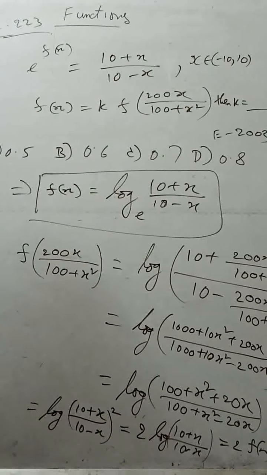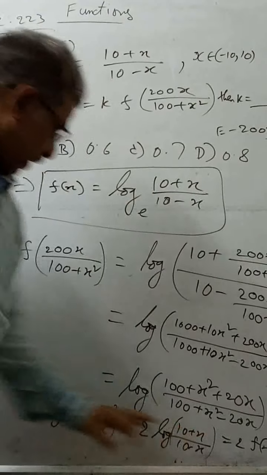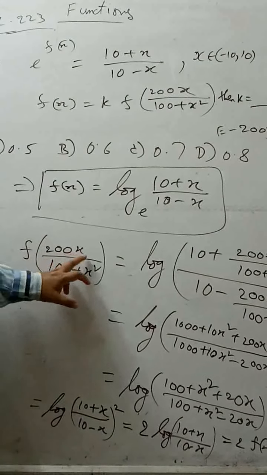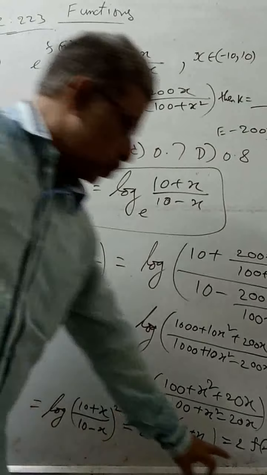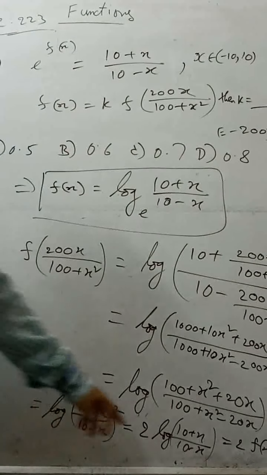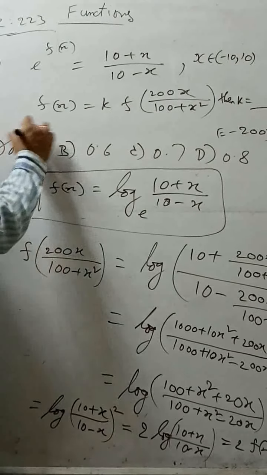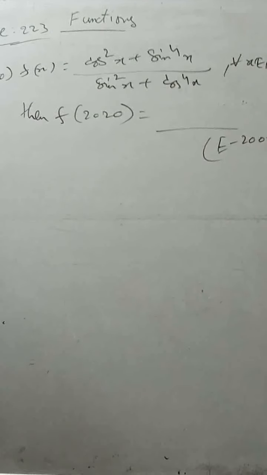I need f of x. Now I got f of 200x by 100 plus x square is 2 into f of x. But I need f of x equal to k into this. So this 2 goes to this side as 1 by 2, means 0.5. So our option is 0.5.